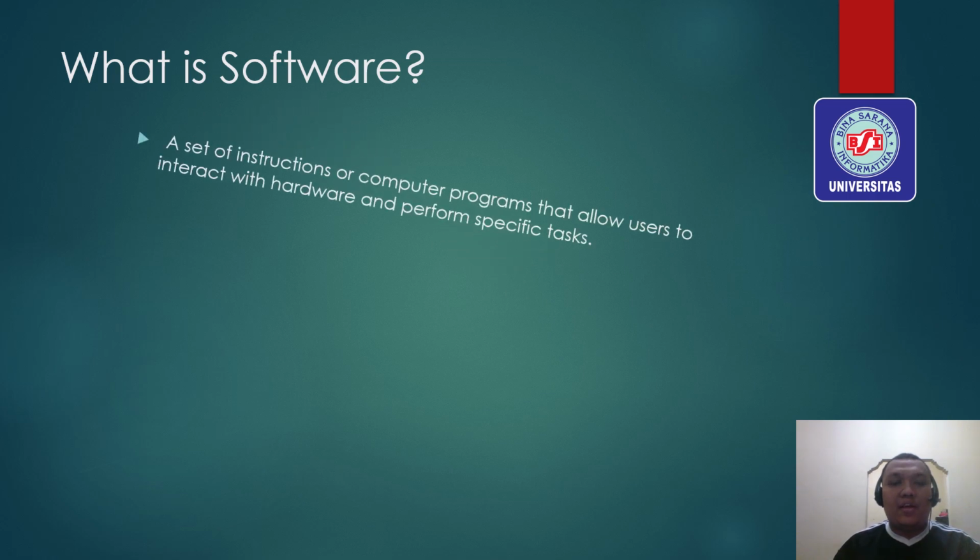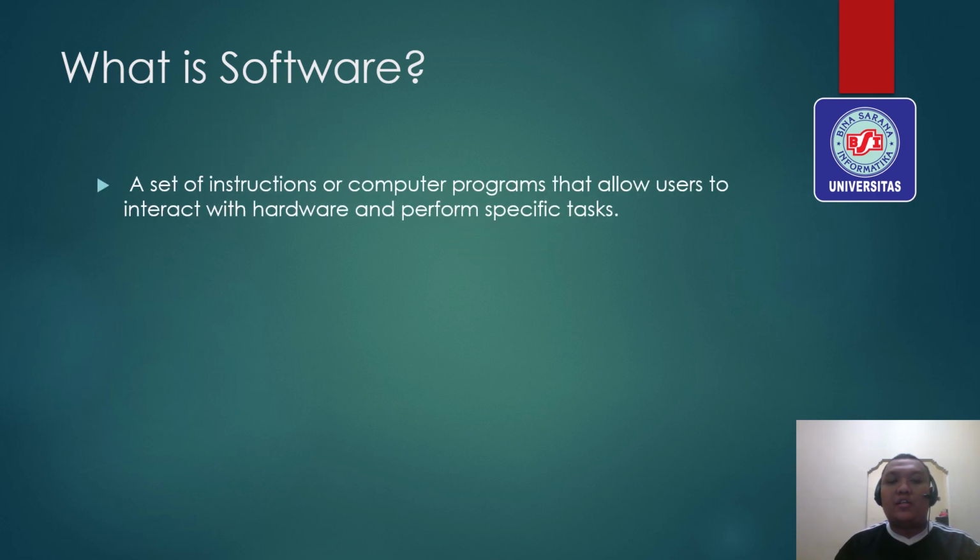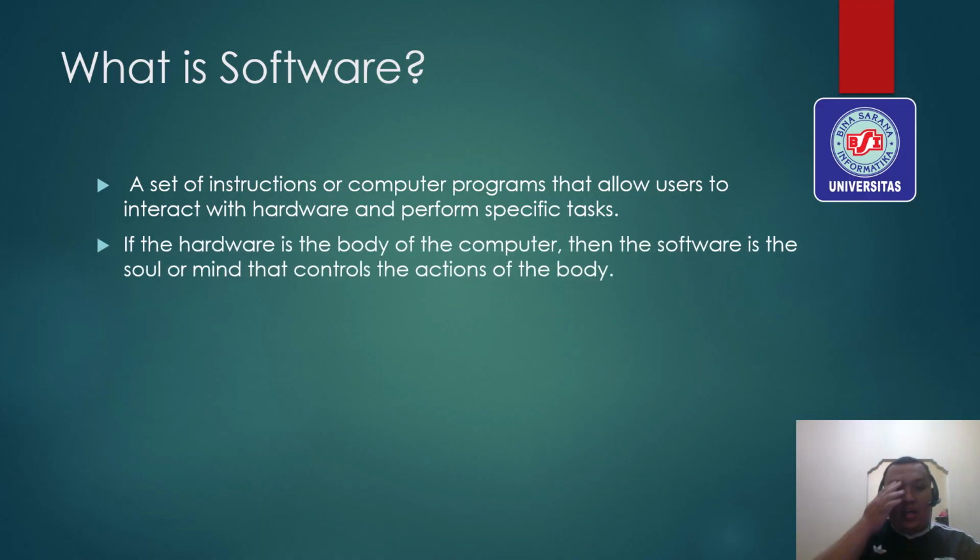The second topic is, what is software? Software is a set of abstractions or computer programs that allow users to interact with the hardware and perform specific tasks. If the hardware is the body of the computer, then software is the soul or mind that controls the actions of the body.